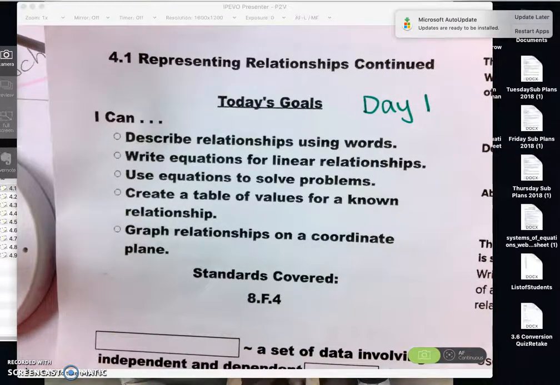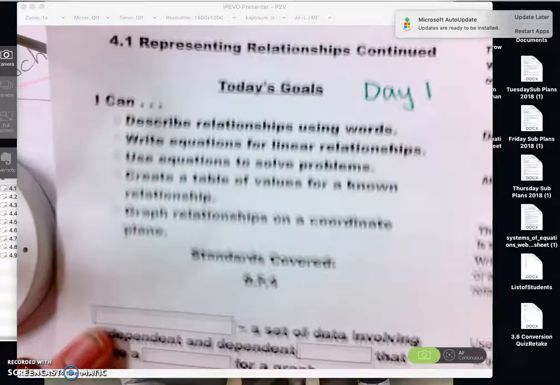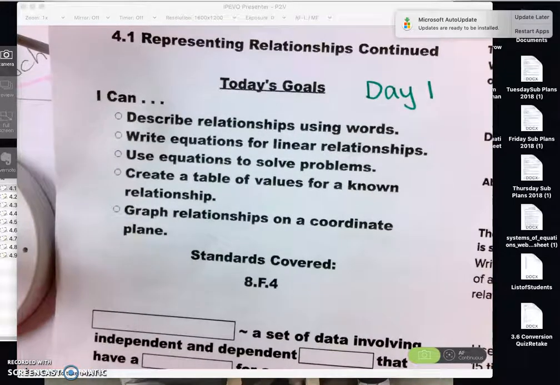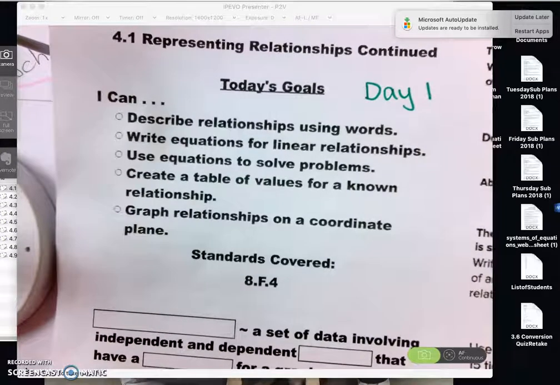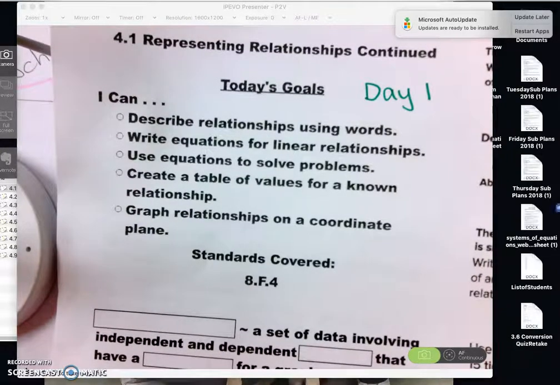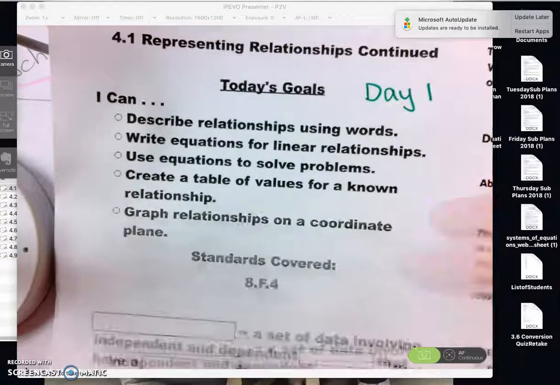Good morning, good afternoon. This is 4.1 Representing Relationships, Day 1. We are going to be describing a relationship using words, being able to write an equation for linear relationships, and using equations to solve problems. Tomorrow we'll be creating a table of values and graphing.